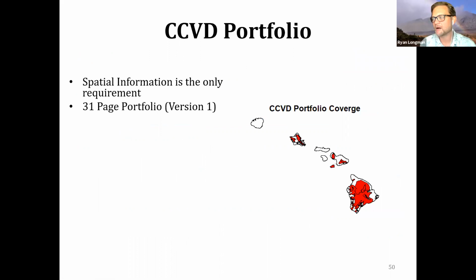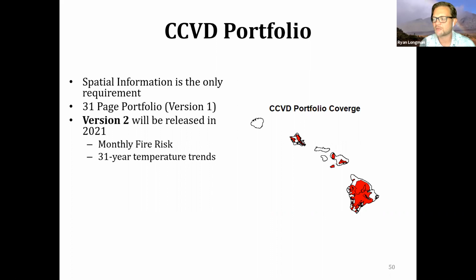And then lastly, I wanted to mention the CCVD portfolio. Everybody on this call has one. If you don't have one of these portfolios, email me after this talk. I was able to generate about 3 or 4 of them for folks over the course of the last week. And these portfolios contain a ton of information and climate data specific to your land area. We have version 2 being released in the spring, or maybe in the fall, depending on when data becomes available. That will also include monthly fire risk, 31-year temperature trend maps, trends based on these maps that are being developed, and then another year of rainfall.